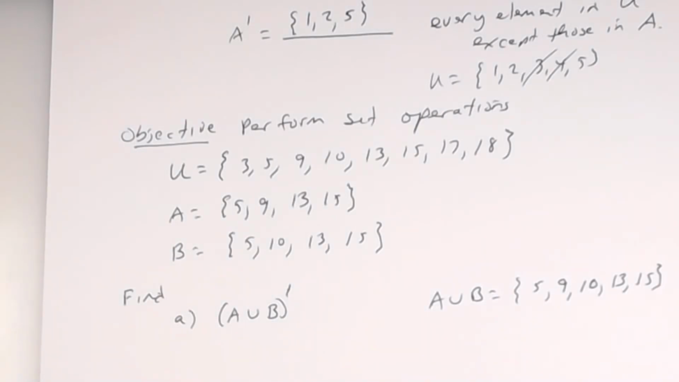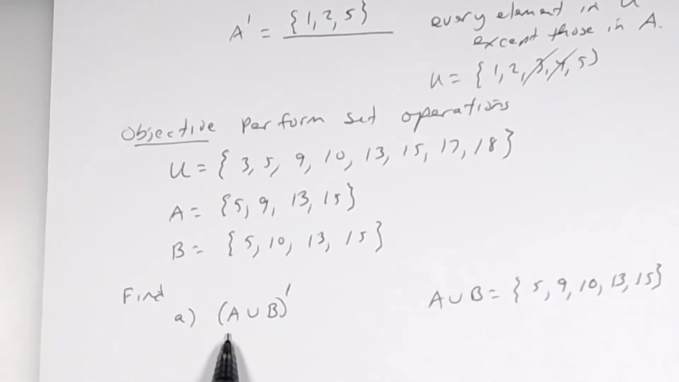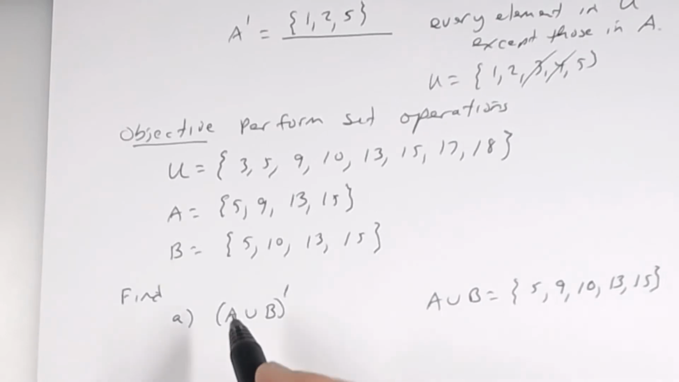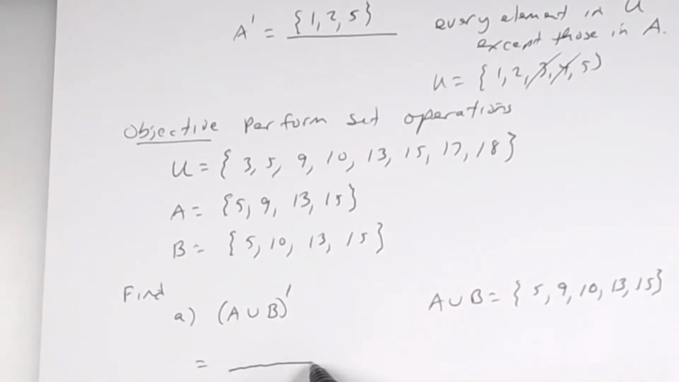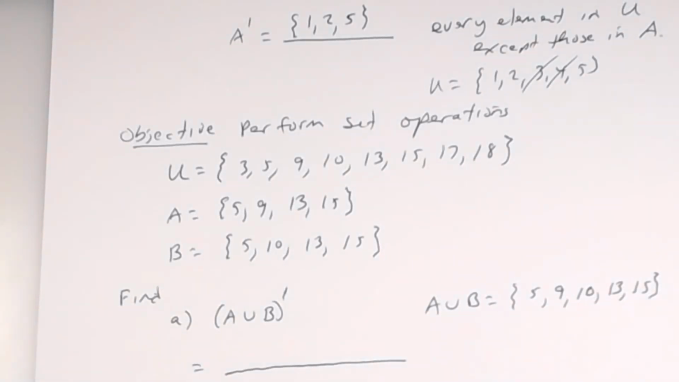All right, so you found the union. So now you have the set. Now remember what this says? This says the complement. So the complement of A union B. So my answer is going to be everything that's in the universal set except those that were in A union B.